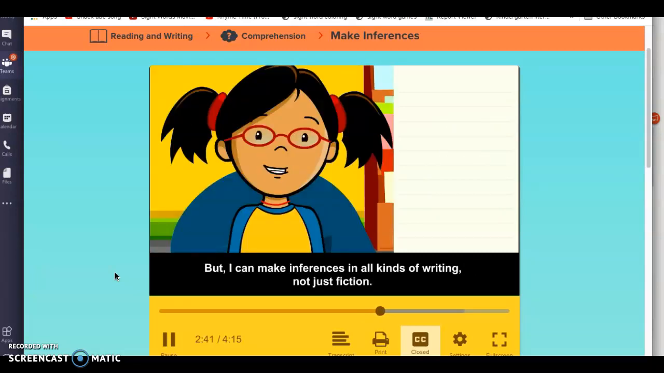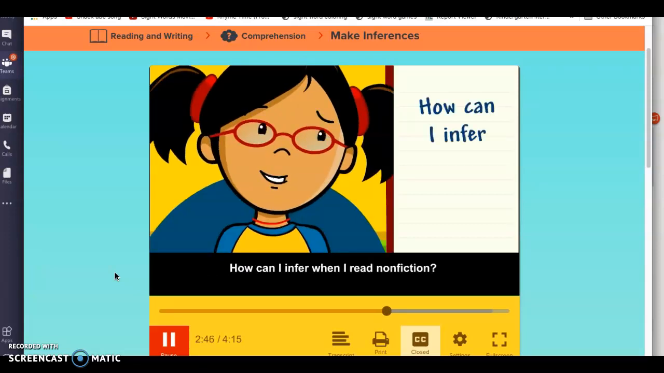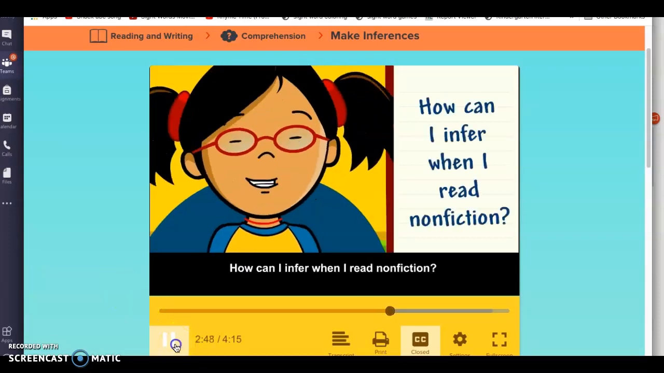But I can make inferences in all kinds of writing, not just fiction. How can I infer when I read nonfiction?